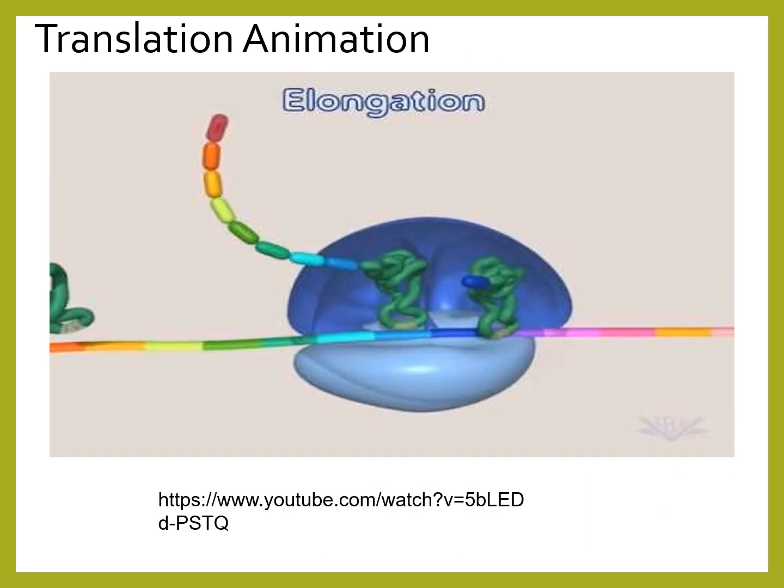Translation is a great example of a cellular process that really is simple once you watch an animation. It sounds really confusing, but honestly, once you see the animation, it's not that bad at all. This YouTube video that I have here is probably my favorite. It's a company called Virtual Cell, and it does a fantastic job of showing you what happens during translation. Check it out. And also, I want you to check out a few other translation animations.